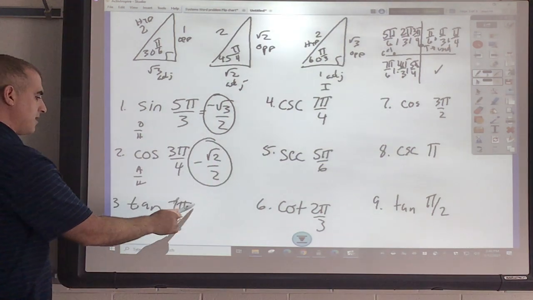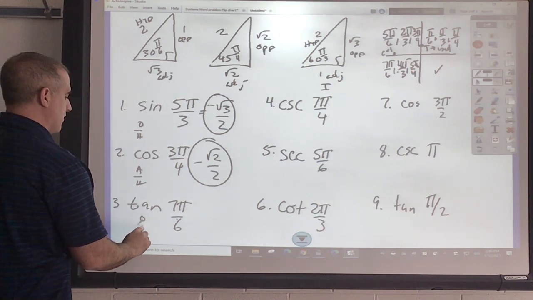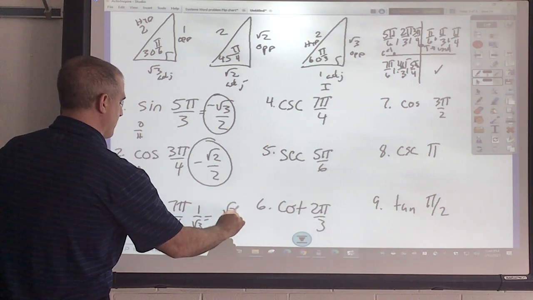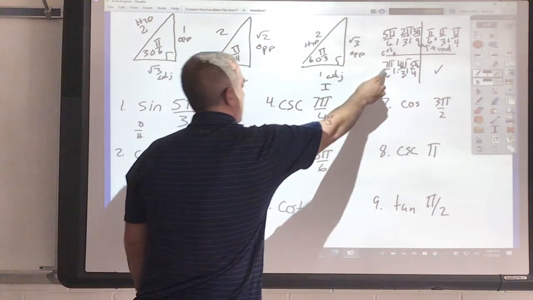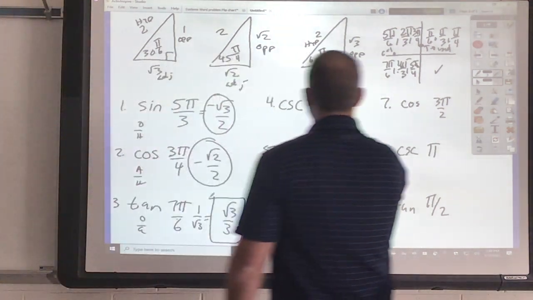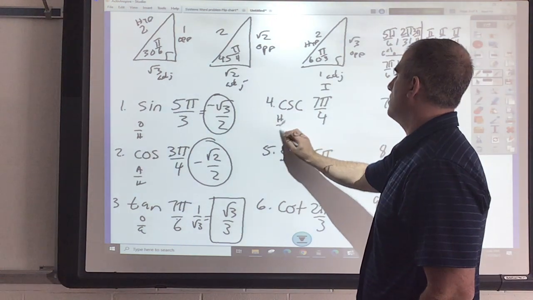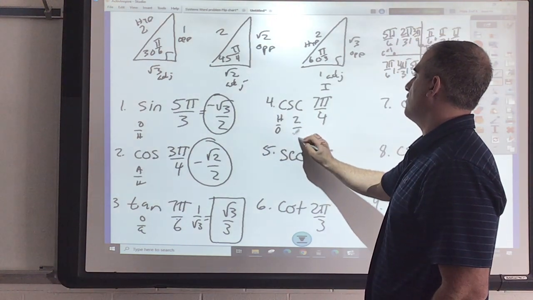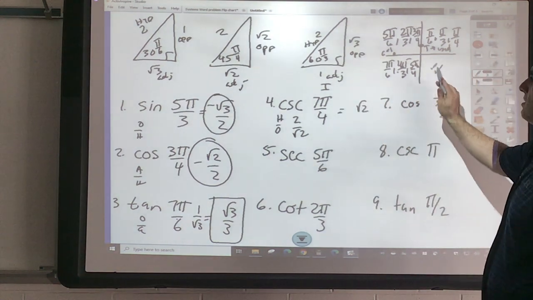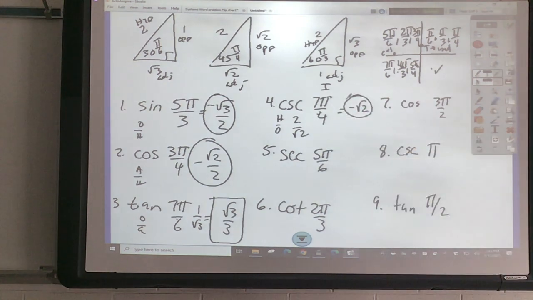Okay, tangent of 7 pi over 6. It's going to trace back to that. So tangent's going to be O over A, or 1 over the square root of 3, which we know will turn into square root of 3 over 3. This will be in this quadrant, which would keep that positive. Okay, cosecant of 7 pi over 4. That's going to lead to that one, which is H over O, which would be 2 over the square root of 2, which is square root of 2. This one will be in this quadrant, because this only goes in one time, so that's going to end up being negative square root of 2.